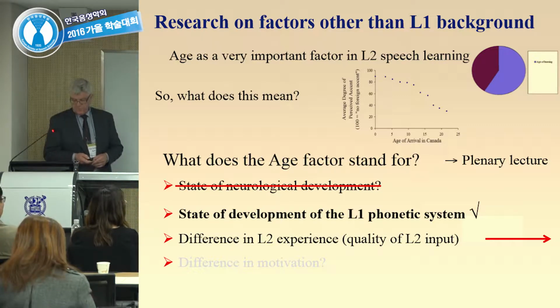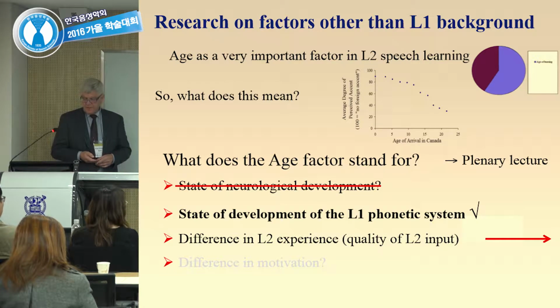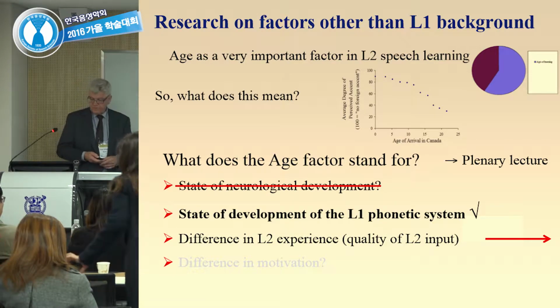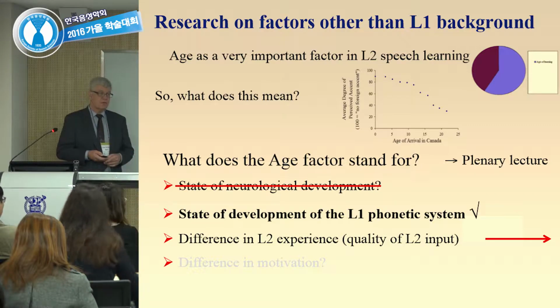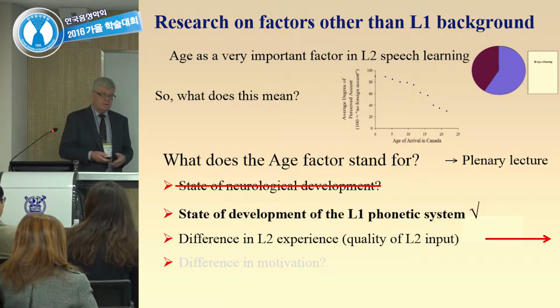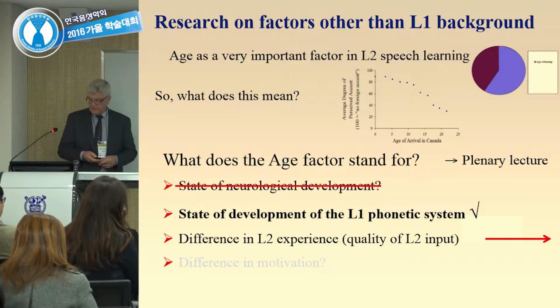It's not the state of neurological development, it's the state of the development of the phonetic systems that we have in our minds. It could also be due to a difference in second language experience. The quality of second language input could also account for the strong influence of the age factor. And I'll say something about that in just a second.